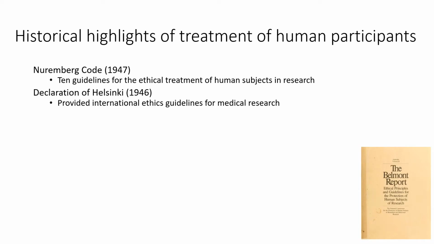So going through it historically, looking at the things that came about because of unethical treatment. First, in 1947, and this is before many of those experiments I just talked about, 10 guidelines for ethical treatment for human subjects in research, the Nuremberg Code, were put out. Then the Declaration of Helsinki, right around that same time, provided international ethic guidelines for medical research.